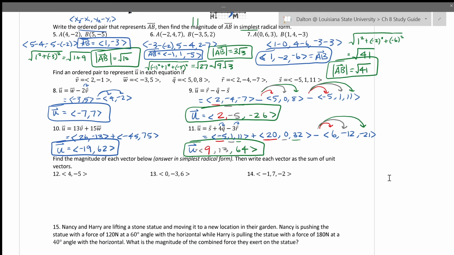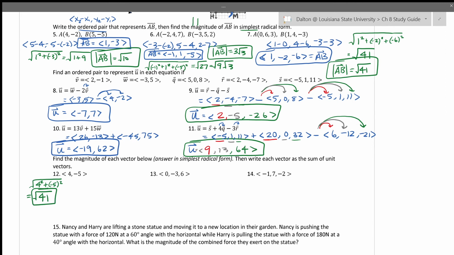Now, this is not like 5, 6, and 7 where you had to do all the work first to find the magnitude. If I'm already giving you your vector in component form here, then to find the magnitude, you're just taking the square root of these components squared. So it's going to be the square root of 4 squared plus -5 squared, which is going to be the square root of 41. So that's the first part. Again, 41 is a prime number. You can't simplify it at all.